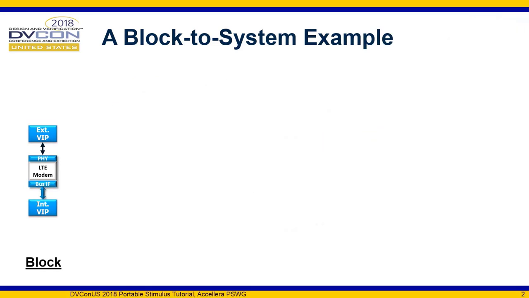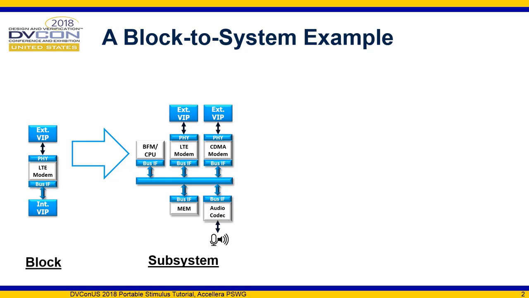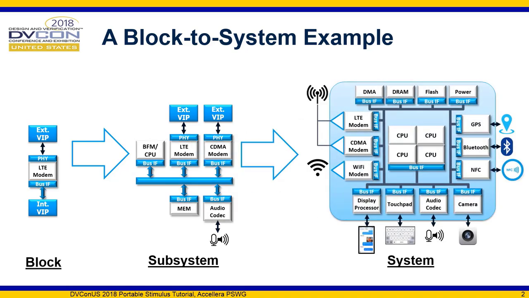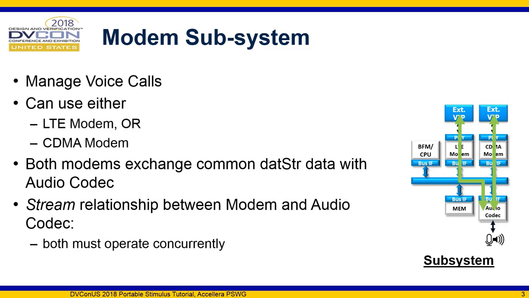What we're going to do is take the LTE modem that Tom introduced us to and add into the system a second modem, a CDMA modem, and the audio codec. The audio codec is a thing with a speaker and a microphone that you actually talk to. So we're going to deal with managing voice calls, where the voice calls can either come across the LTE modem that we already looked at, or a CDMA modem, so there's some choice. And both of them stream data to the audio codec.